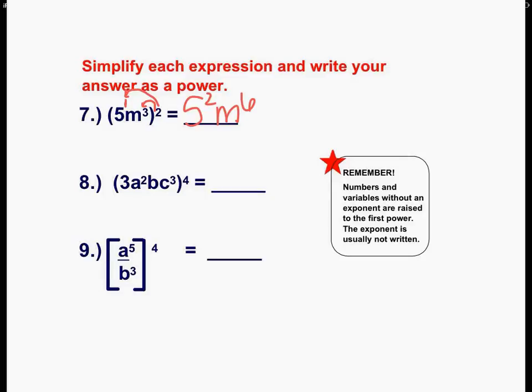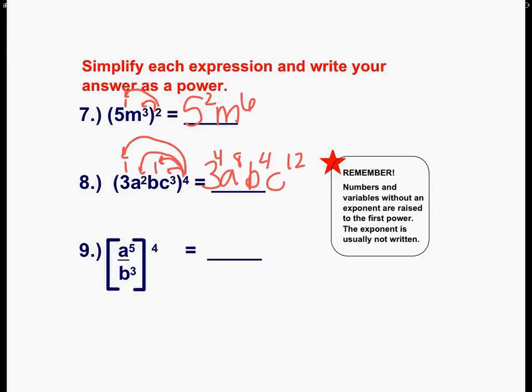Number 8, we have 3 to the 1st, a to the 2nd, b to the 1st, c to the 3rd, all raised to the 4th power. Let's distribute exponent to exponents. 1 times 4 is 4, giving us 3 to the 4th. Let's distribute again. 4 times 2 is 8, giving us a to the 8th power. 4 times 1 is 4, giving us b to the 4th. 4 times 3 is 12, giving us c to the 12th.